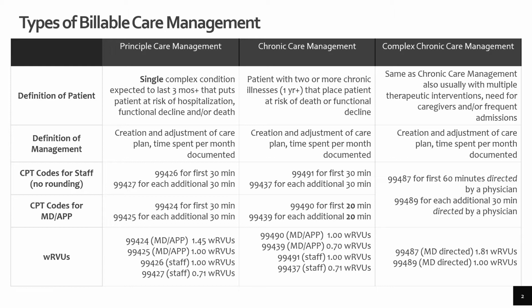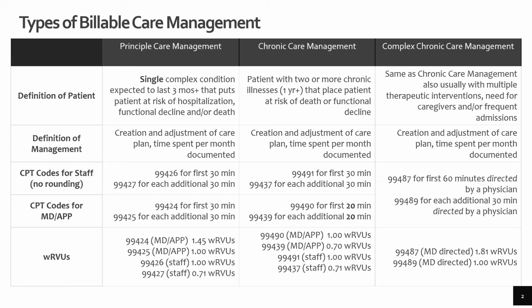I'm not sure why they did this, but for the physicians and APPs, there is a time code set for 20 minutes instead of 30. And then for the staff, for the nursing staff, the code set starts at 30 minutes. And then you can see the associated RVUs.